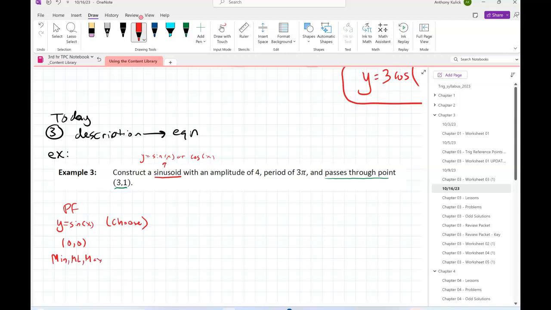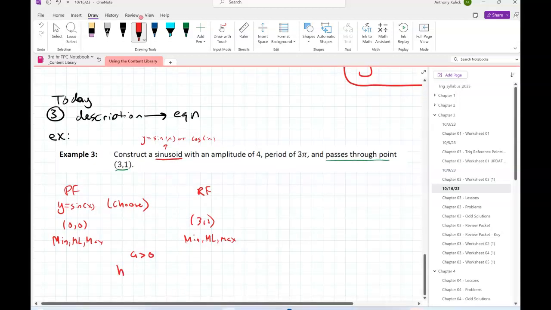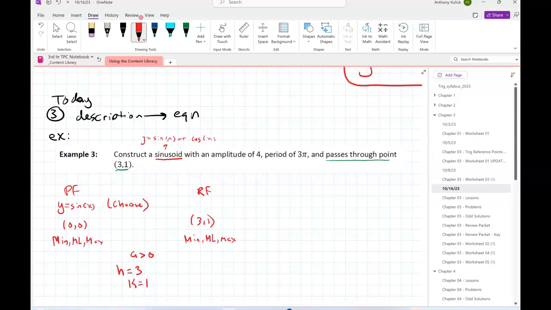So just like we did before, we're going to use the point (0, 0) from our parent function. That point is a minimum-to-midline-to-max point. Because I have the freedom to choose (3, 1) to be any kind of point I want, I'm going to choose it to be the same kind of point. So immediately, what does that tell me? That the a value needs to be positive, that the h needs to be the x-coordinate, and the k needs to be the y-coordinate. Immediately I get that, all for free.